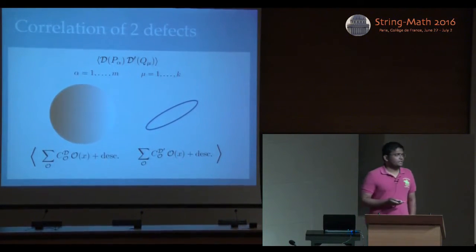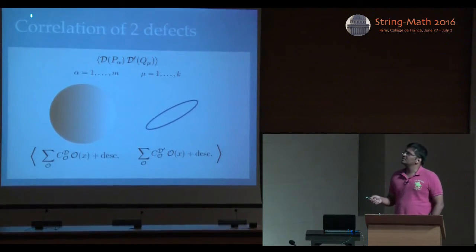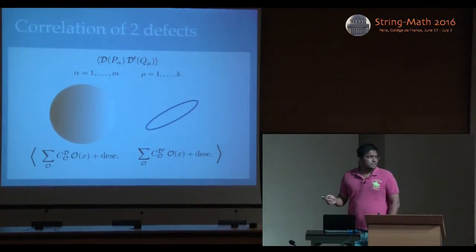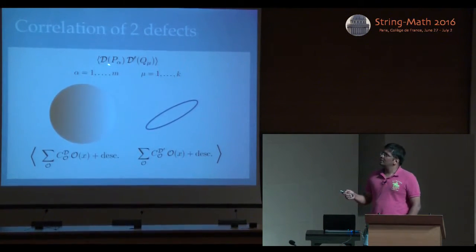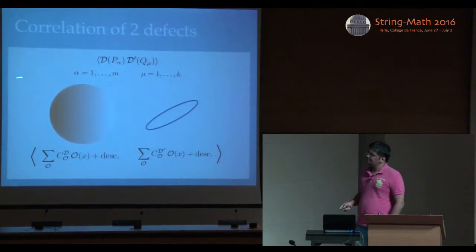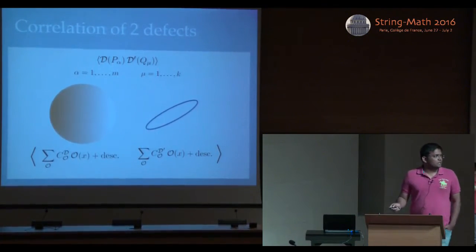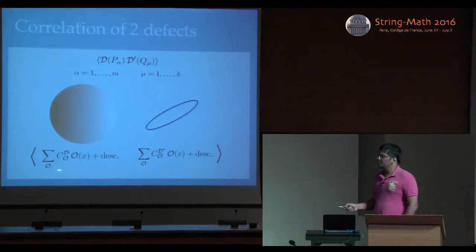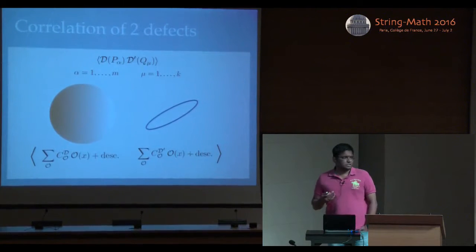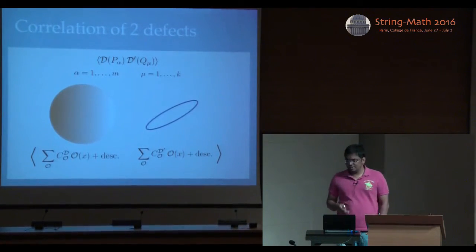Now, with this expansion at our hands, we can consider the case of a correlation function of two defects. So here, I'm interested in studying the correlation of a defect labeled by P_alpha and another defect labeled by Q_mu. This is codimension M, while this is codimension K. This is a schematic picture of the geometry. This defect has this expansion, while this defect has a very similar expansion, and now one can simply take the 2-point function of these two expansions. Of course, this is quite cumbersome to carry out. In practice, there is a much better, cleaner, faster way to do that.